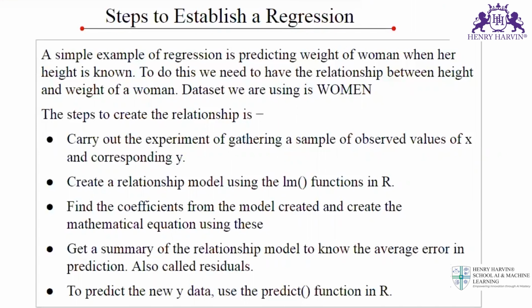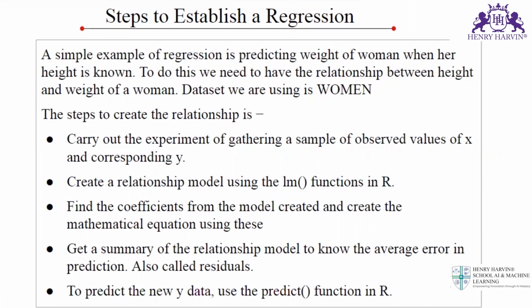Next, create a relationship model using the lm function in R. So in R, whenever we want to build a linear model, we use the function lm, and within brackets we give the data name and the formula for the model. Then find the coefficients for the model created and create the mathematical equation using these. The coefficients for the model will be the intercept and the slope value, and we can see how a mathematical equation can be formed with that.